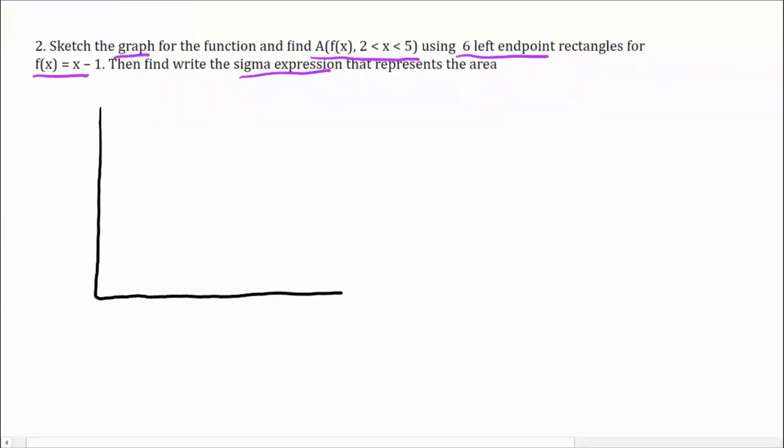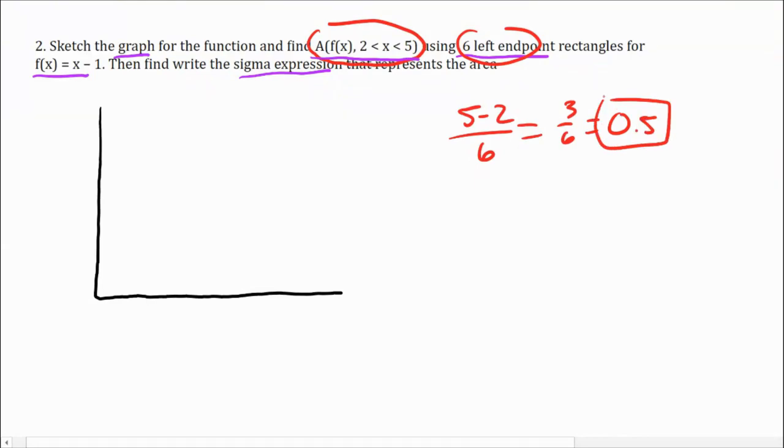So when I'm graphing this here, because I'm told that I'm going from 2 to 5 and there's 6 left endpoints, I'm going to find the width here by doing 5 minus 2 divided by 6. So we have another problem here where the widths are just 0.5. They're not always going to be 0.5. This is just the simpler problems that use a width of 0.5. I'm going to use this a lot, so I'm going to mark it up here.